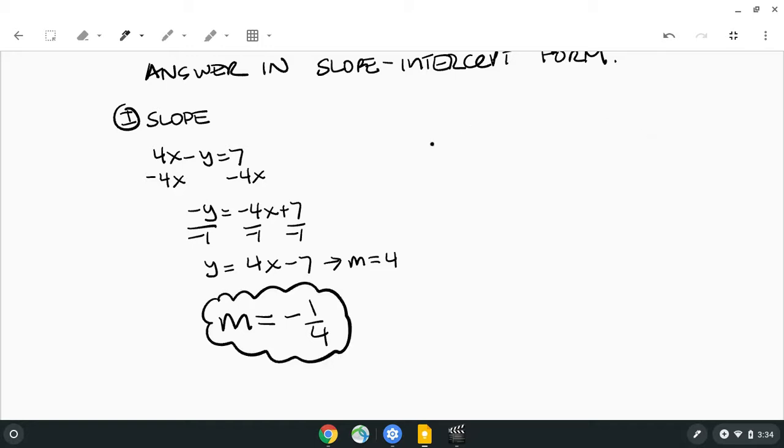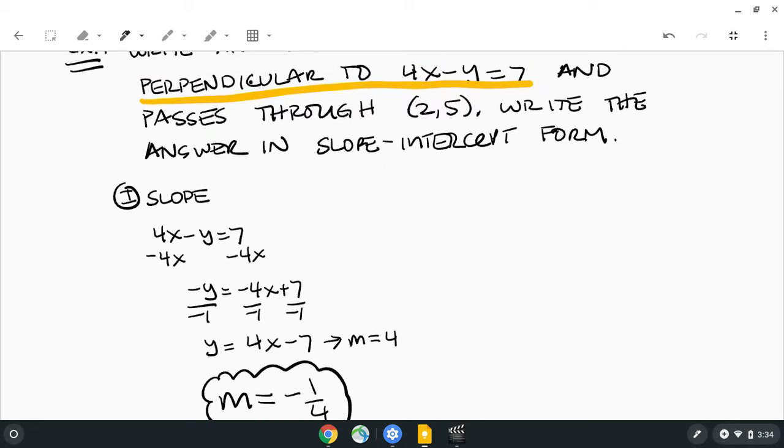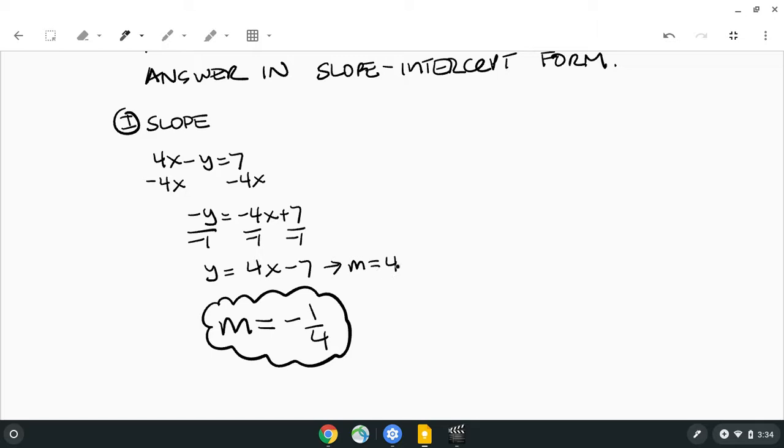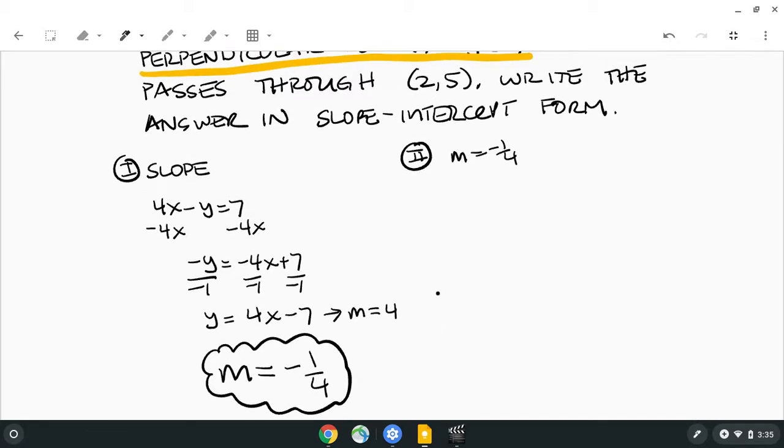If it said parallel, right? If this had said parallel, then fine, you can use the same slope that this equation has. But it is perpendicular, so you cannot use 4. You have to use the negative reciprocal. Okay? All right, part 2. All right, so my slope is -1/4. And I need a point. It's right there, (2, 5).